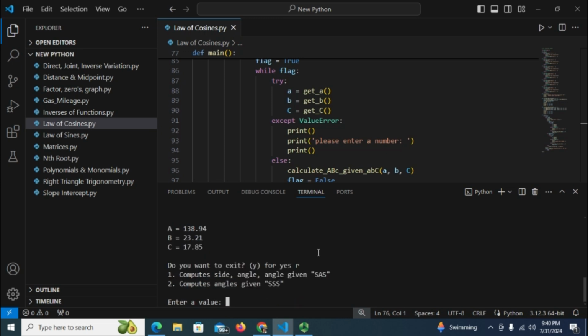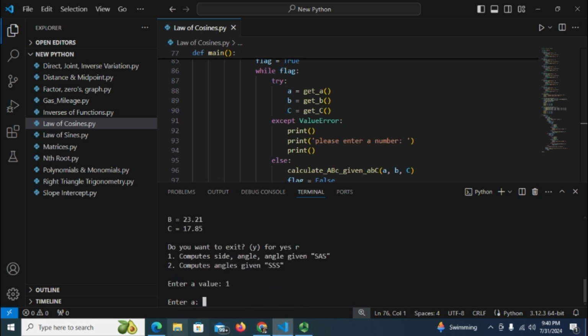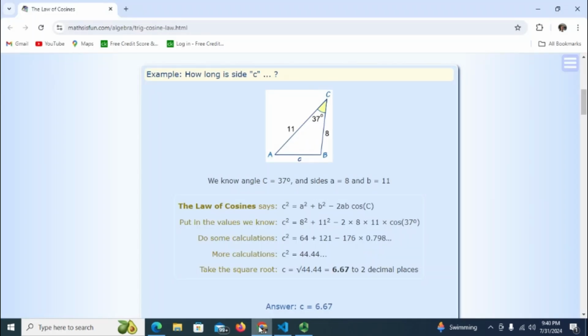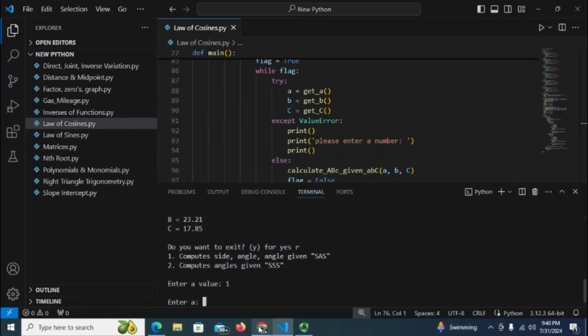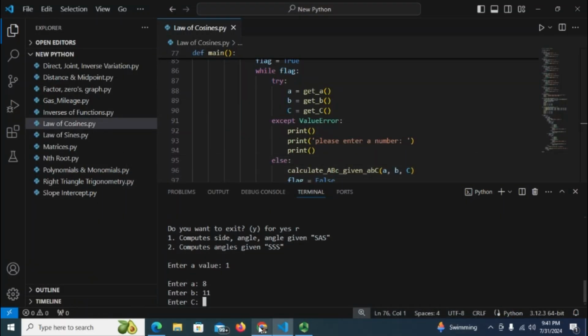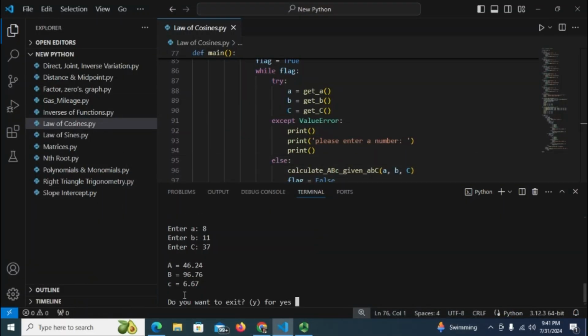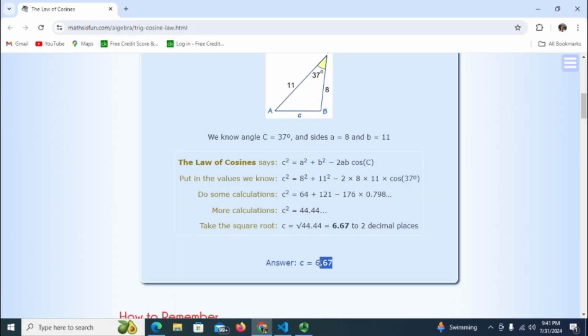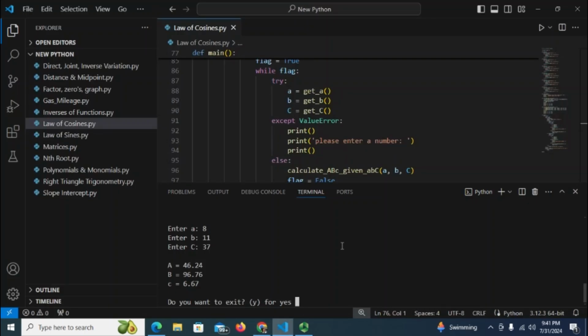So enter a value, we're going to hit number 1. Side A is 8, B is 11, and then angle C is 37. 8, 11, 37. So side C is 6.67, and let's check that. It is 6.67. All right, so that's how we create a law of cosines program using Python.